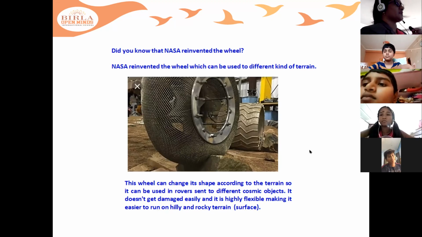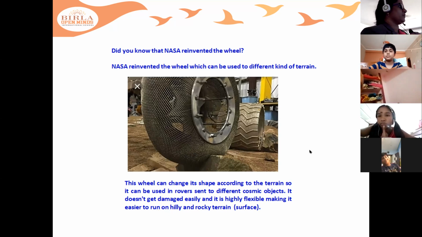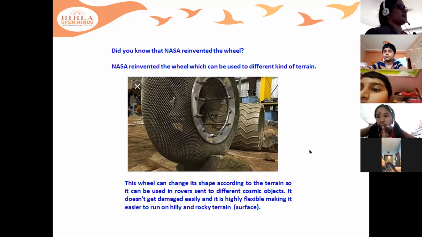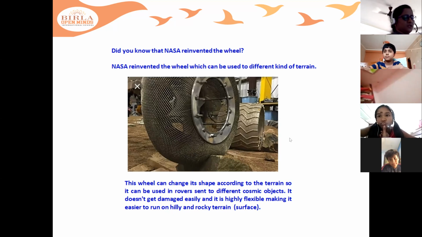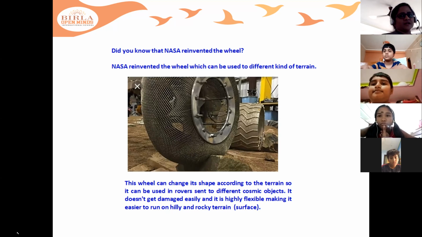So yesterday we were discussing a wheel. There are so many advancements being done as many things are being introduced. Even in the usage of wheels, we have become more advanced.